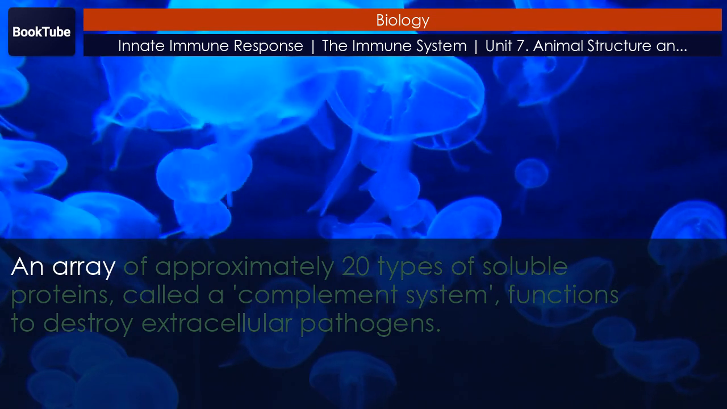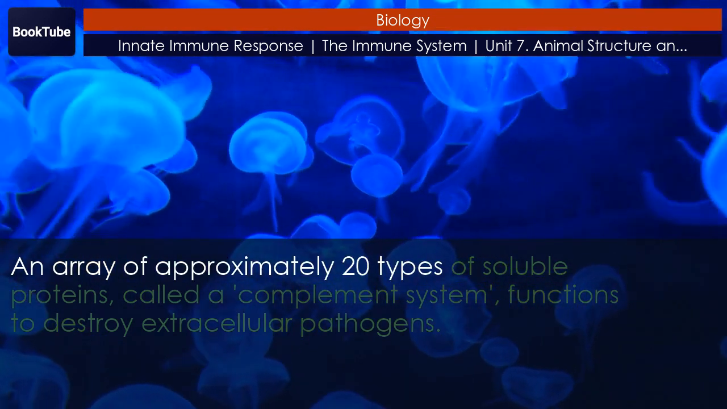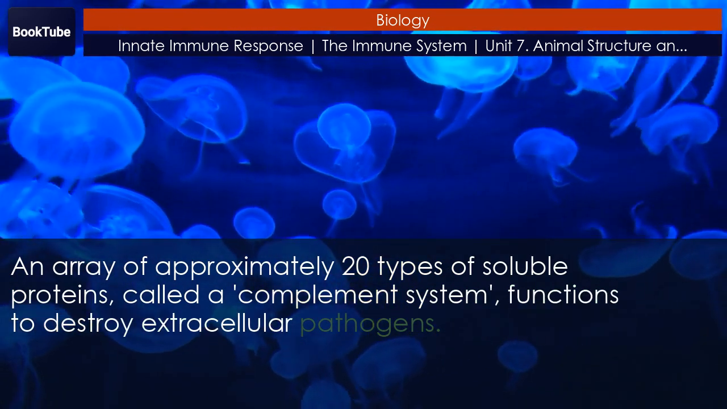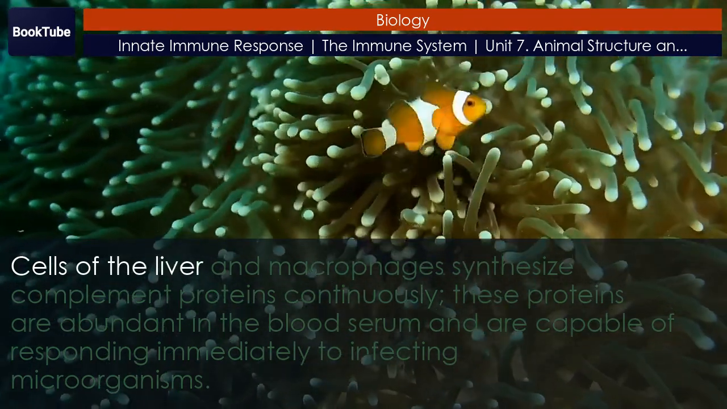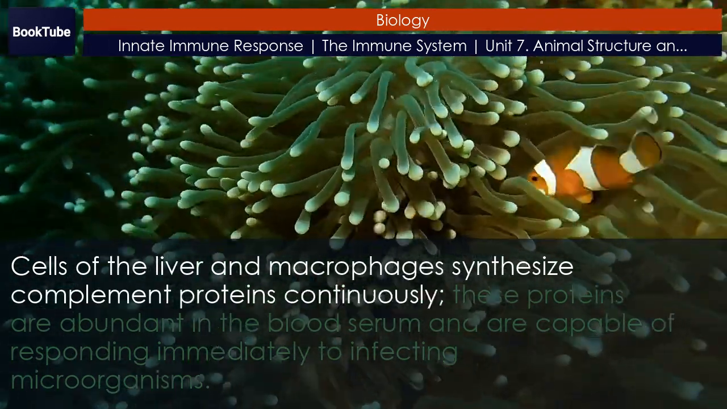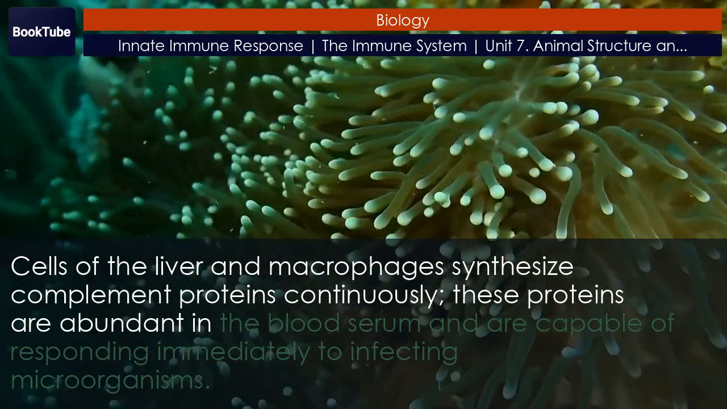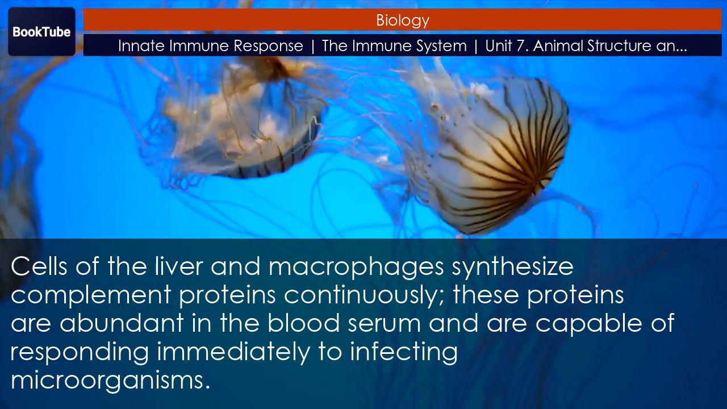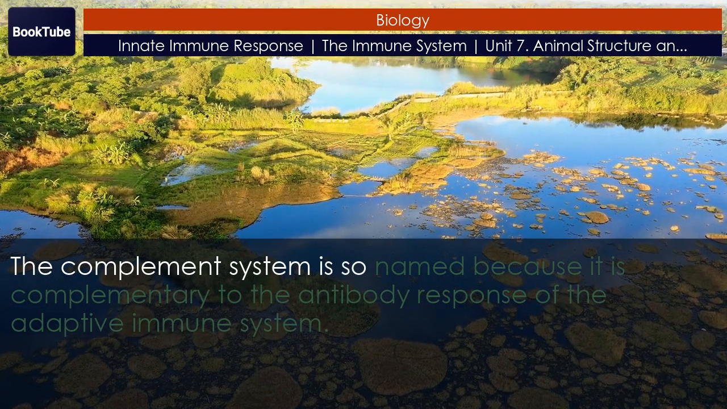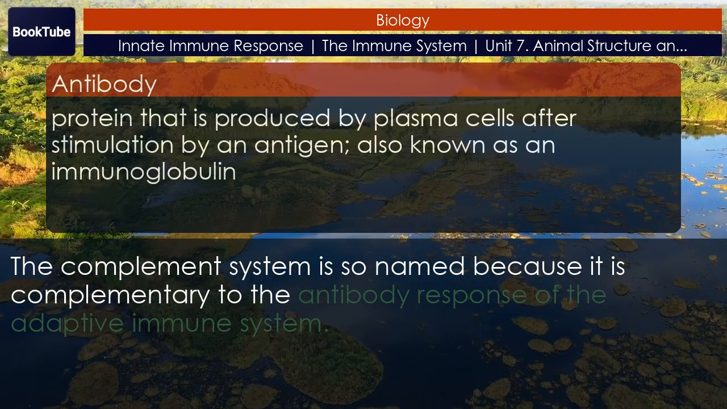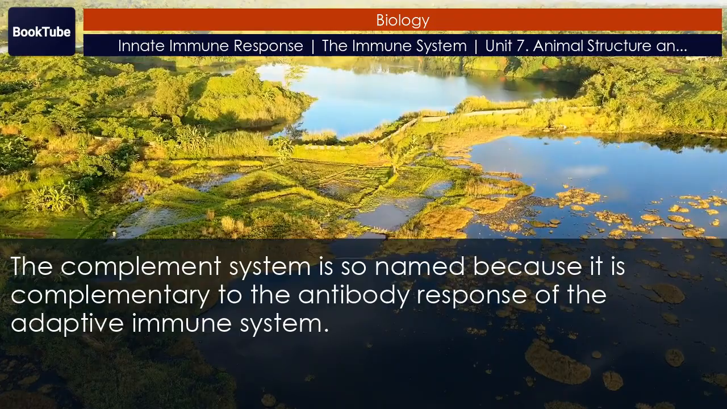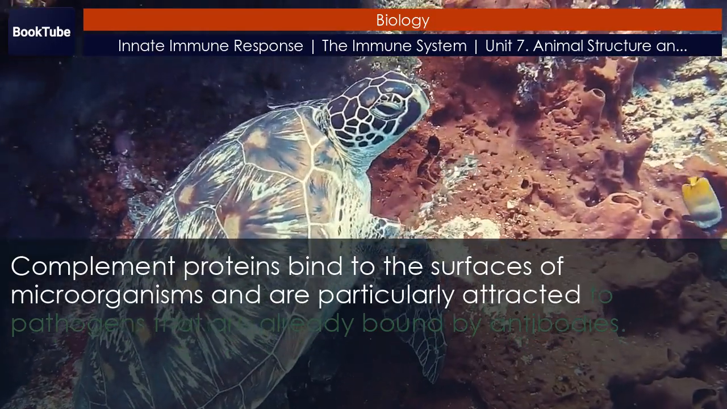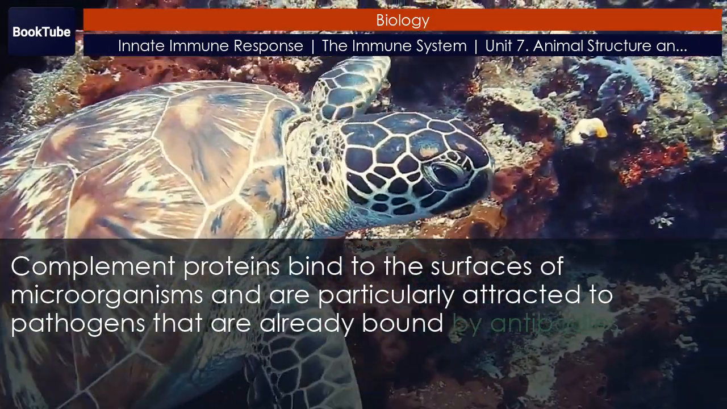Complement. An array of approximately 20 types of soluble proteins, called a complement system, functions to destroy extracellular pathogens. Cells of the liver and macrophages synthesize complement proteins continuously. These proteins are abundant in the blood serum and are capable of responding immediately to infecting microorganisms. The complement system is so named because it is complementary to the antibody response of the adaptive immune system. Complement proteins bind to the surfaces of microorganisms and are particularly attracted to pathogens that are already bound by antibodies.